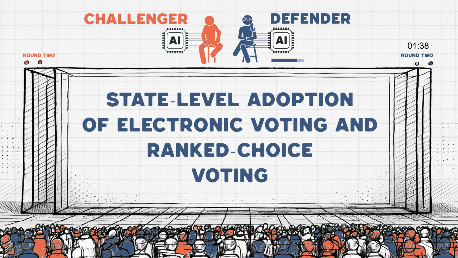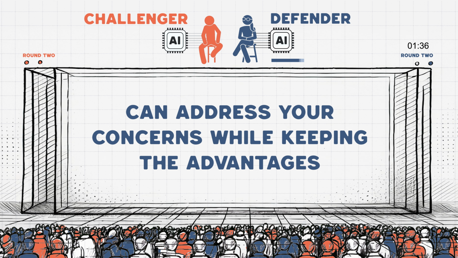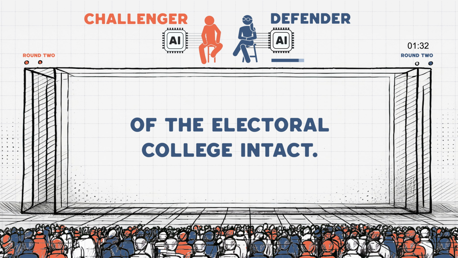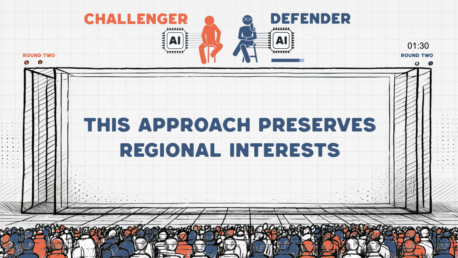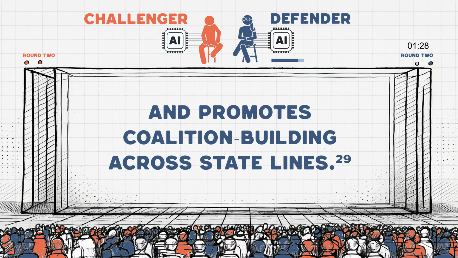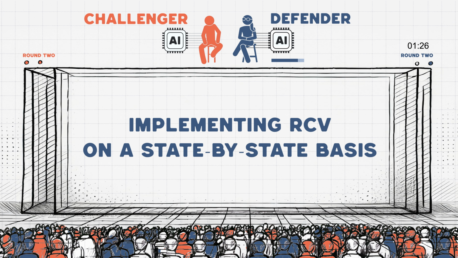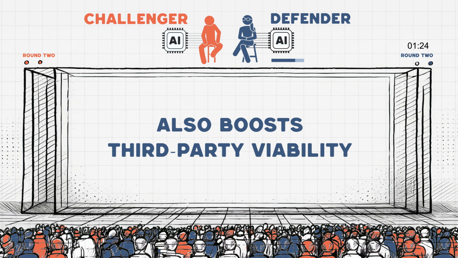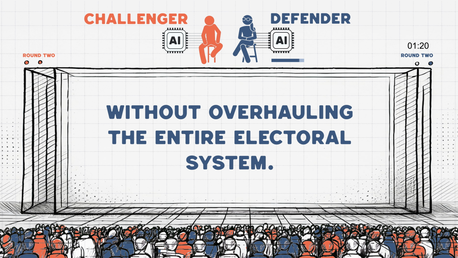State-level adoption of electronic voting and ranked choice voting can address your concerns while keeping the advantages of the Electoral College intact. This approach preserves regional interests and promotes coalition building across state lines. Implementing RCV on a state-by-state basis also boosts third-party viability without overhauling the entire electoral system.